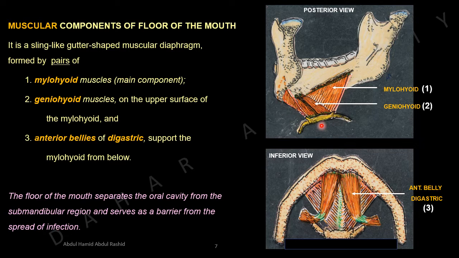Number 2, geniohyoid muscles, which are attached anteriorly to the inferior mental spines and posteriorly to the body of the hyoid bone. And number 3, anterior bellies of digastric. It is inferior to the mylohyoid muscle and supporting mylohyoid from below. The floor of the mouth separates the oral cavity from the submandibular region and serves as a barrier from the spread of infection.